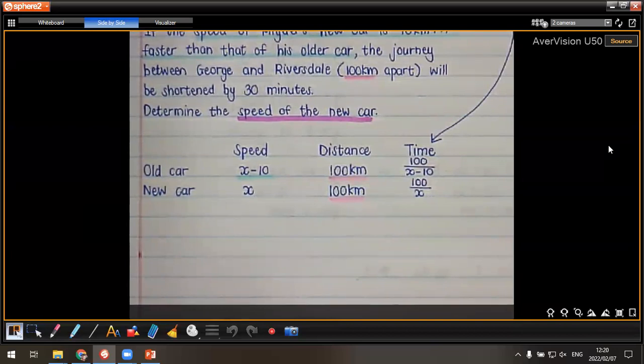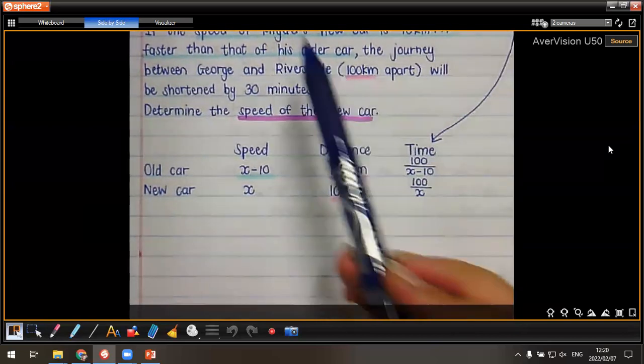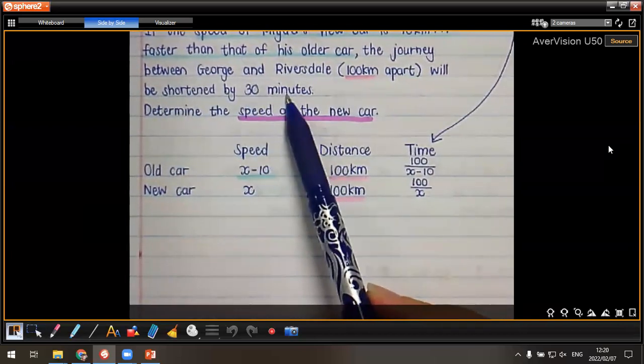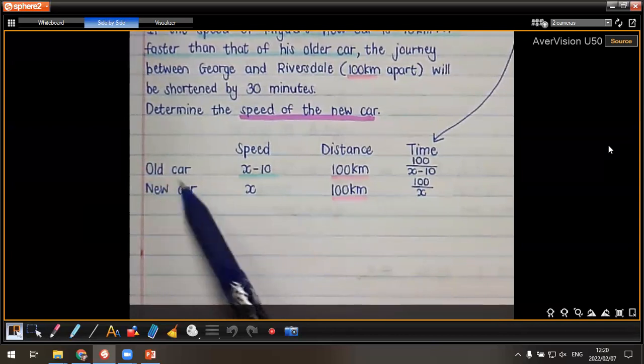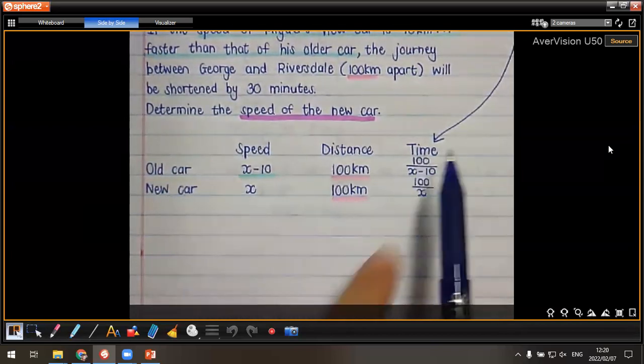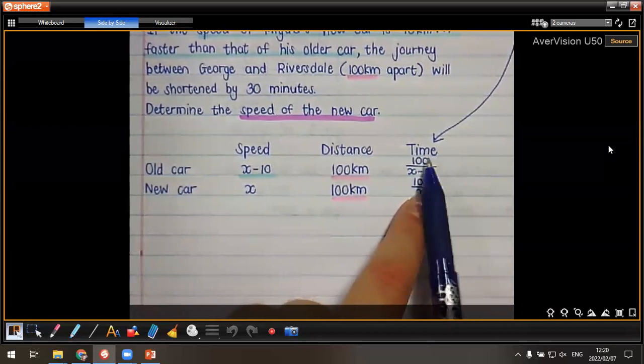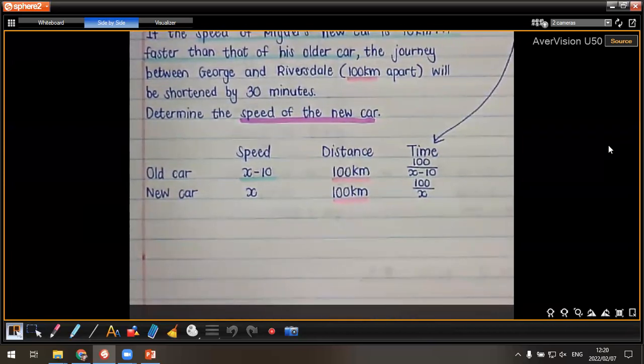So guys, in order to calculate the value of x, in order to find the speed of the new car, we need an equation. Right? So now we need to read through. Remember here they said the journey will be shortened by 50 minutes. So when this guy is driving his new car, the time will be 30 minutes less than when he is driving the old car. Let me say that again. In the new car, the time of the journey will be 30 minutes less than in the old car.